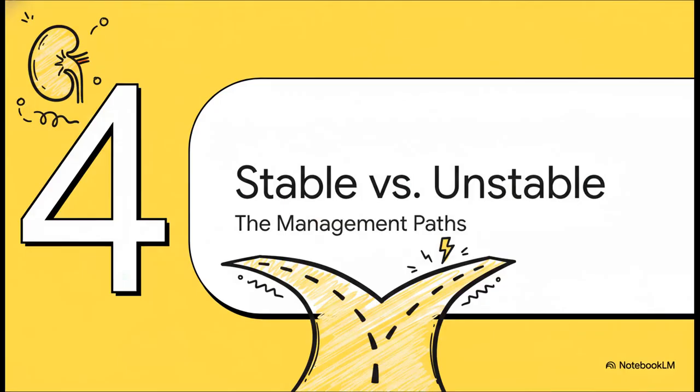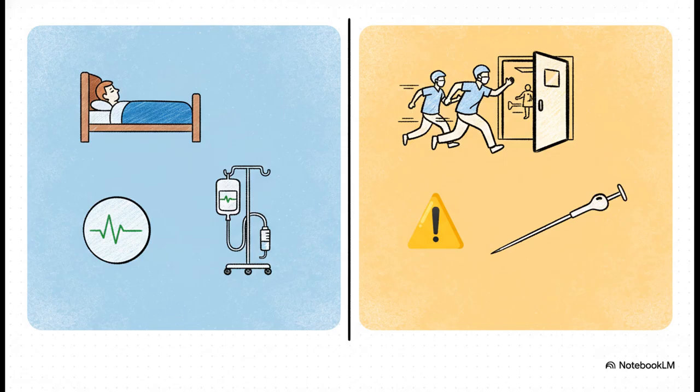So you've gathered all this info, right? You know the patient's stability, you've seen the CT findings, and it all leads you right here to this major decision point. This is the big fork in the road for managing renal trauma, and the signpost is that one simple question: are they stable or unstable? And the two paths could not be more different.